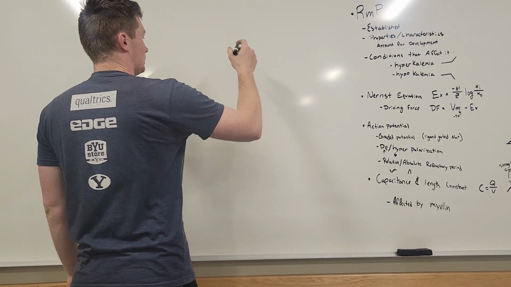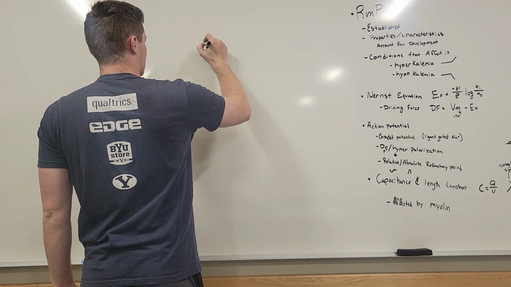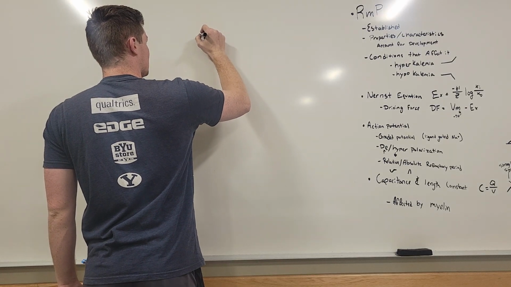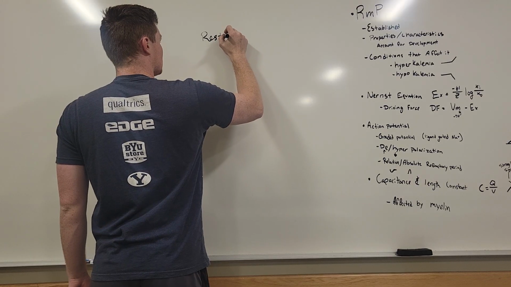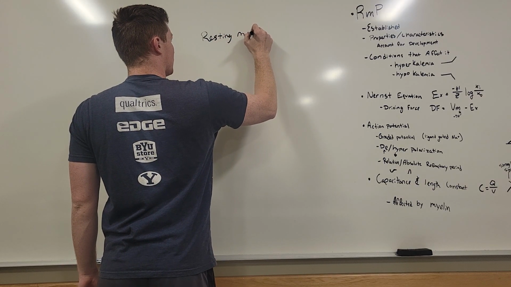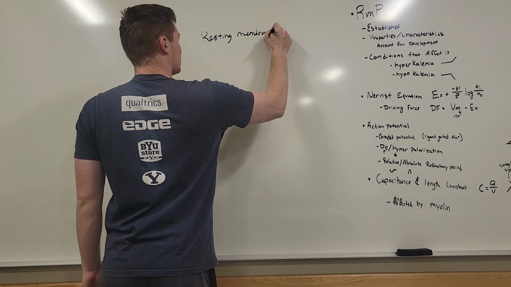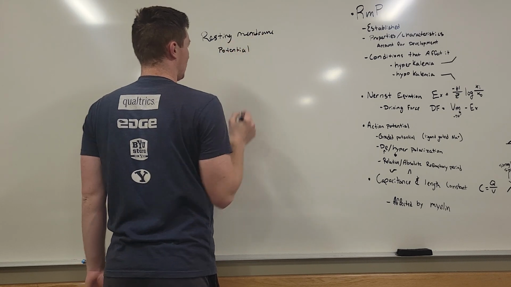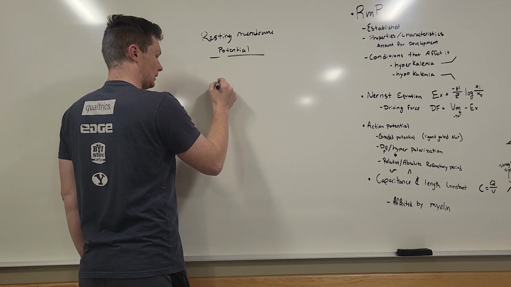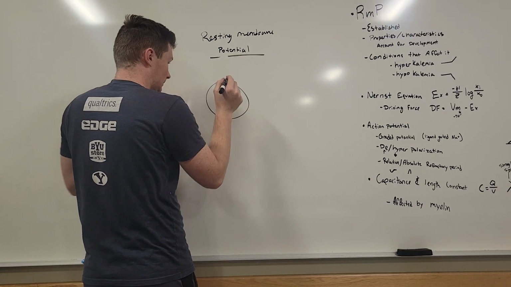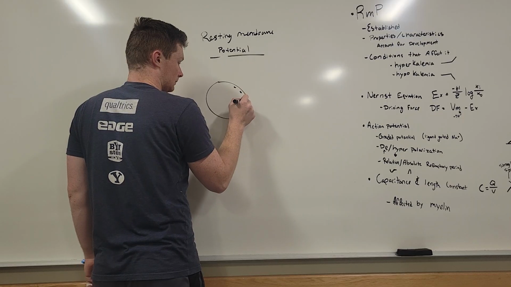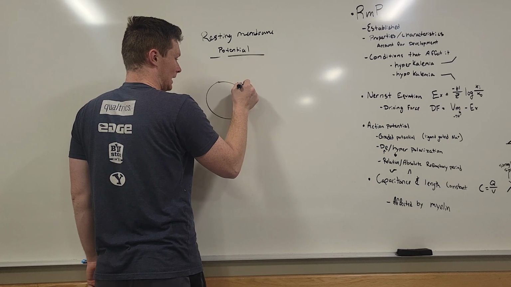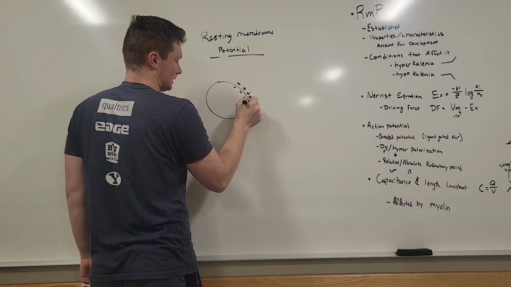So RMP is the resting membrane potential. Okay, so all this is saying is we got a cell, and this inside here is more negative than out here. That's all it's saying.